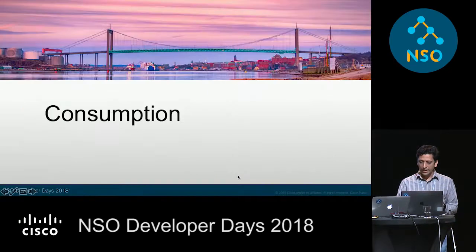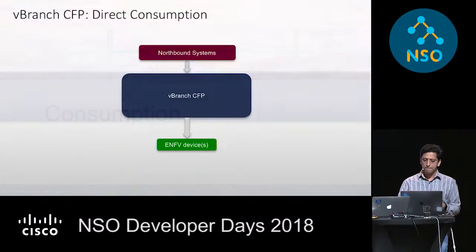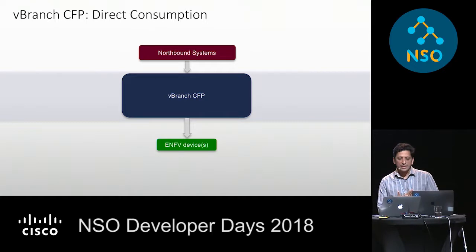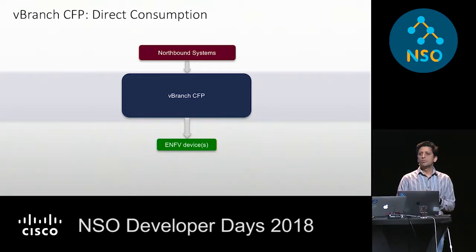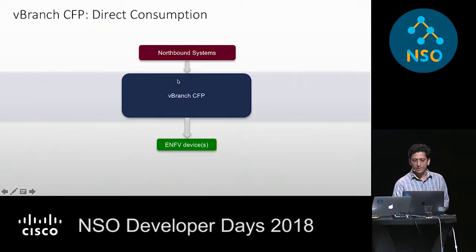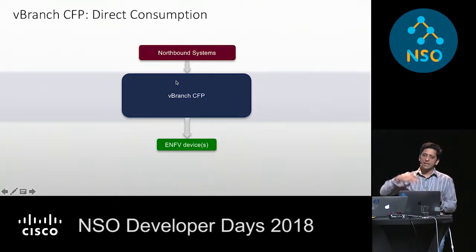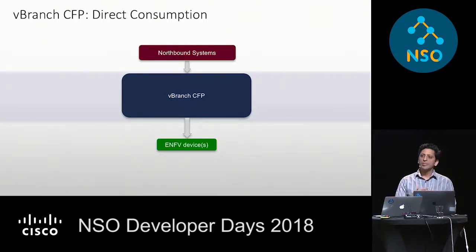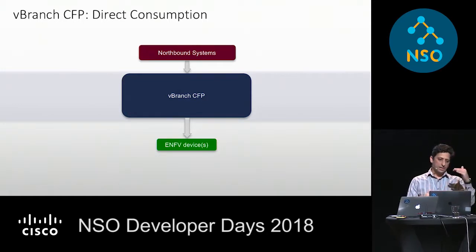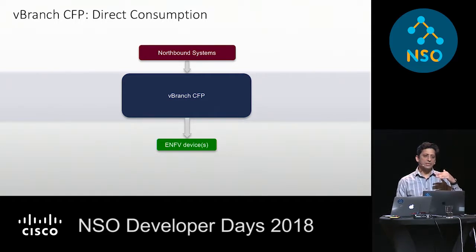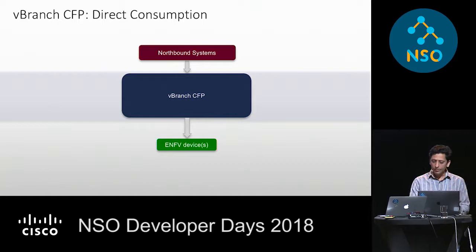Now let me quickly get to consumption. There are two consumption models. Essentially, this is the direct consumption model, wherein the northbound system is sitting on top of Core FP and is consuming the APIs that we just saw. Frederick has a lab on Thursday. He'll be covering in detail wherein the northbound system would be Ansible in this case. So he'll be covering that use case.